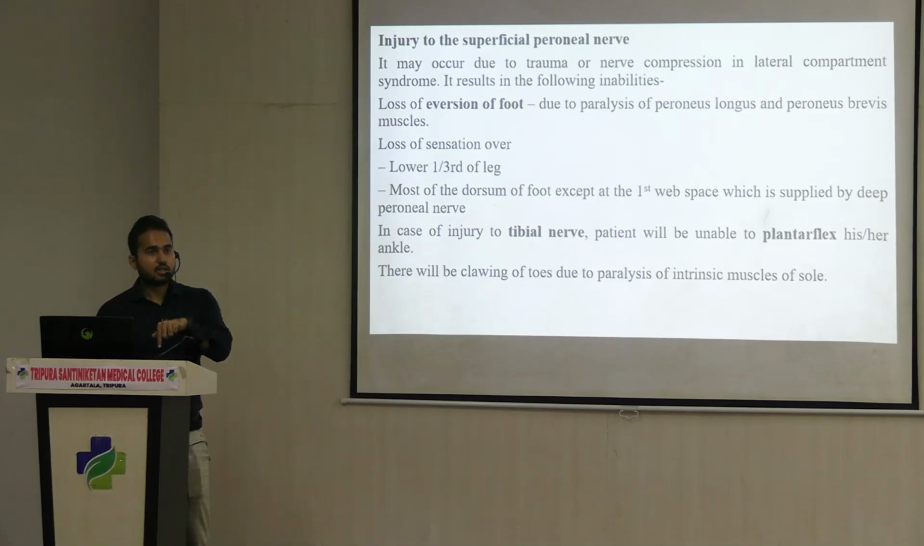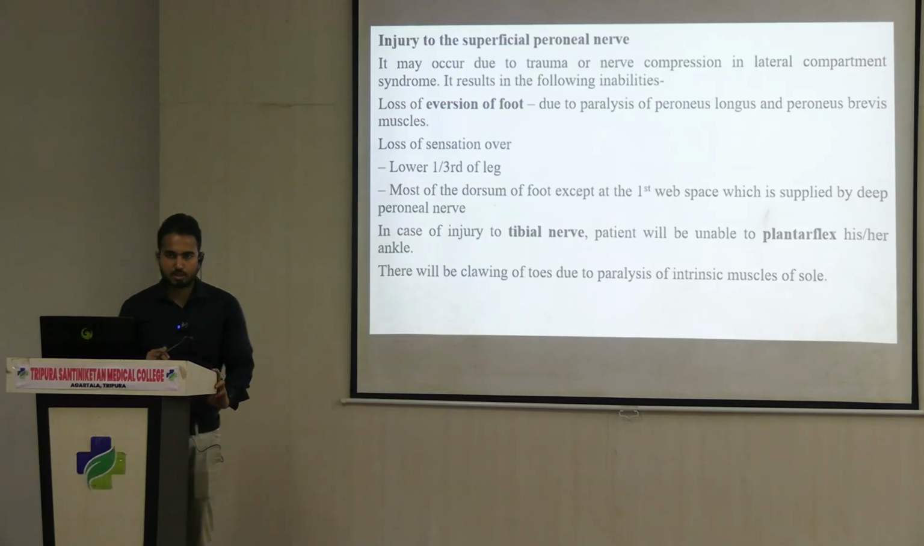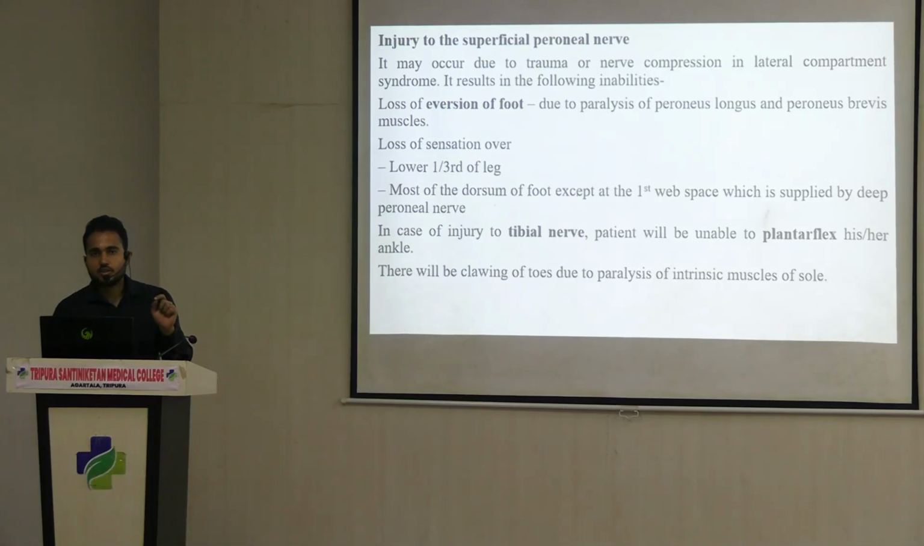Now these movements are not only taking place in the ankle joint. There are other joints also below the ankle, and those are called subtalar joints. For that I think one or two separate classes are there which you have to study. If there is any injury to the superficial peroneal nerve, at that time what will happen? There will be loss of eversion of foot due to paralysis of the peroneus longus and peroneus brevis muscles. Then sensory loss will also be there: lower one-third of the leg, most of the dorsum of the foot, except the first web space which is supplied by the deep peroneal nerve.